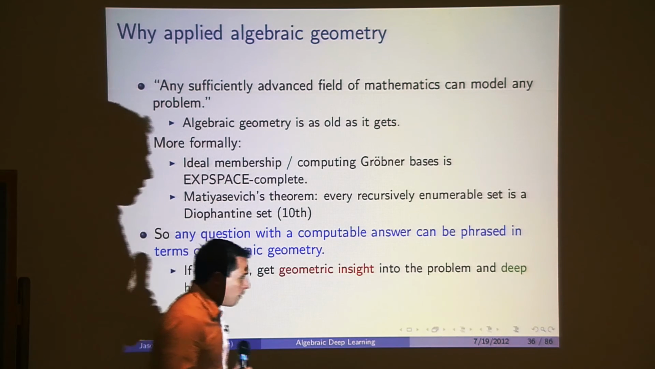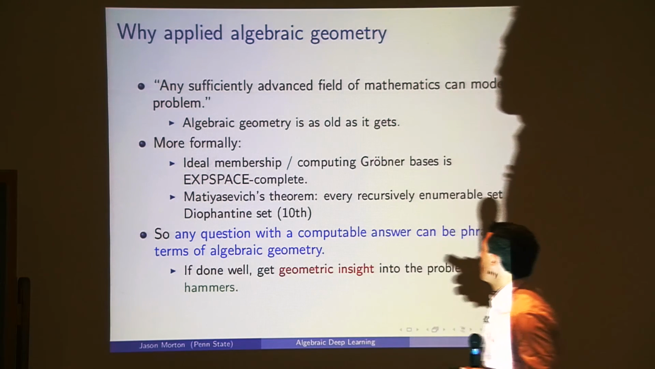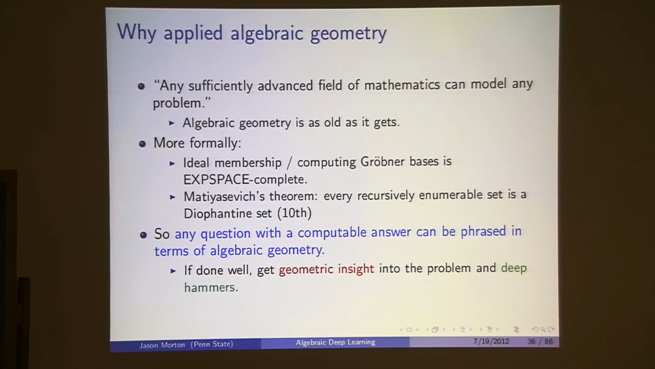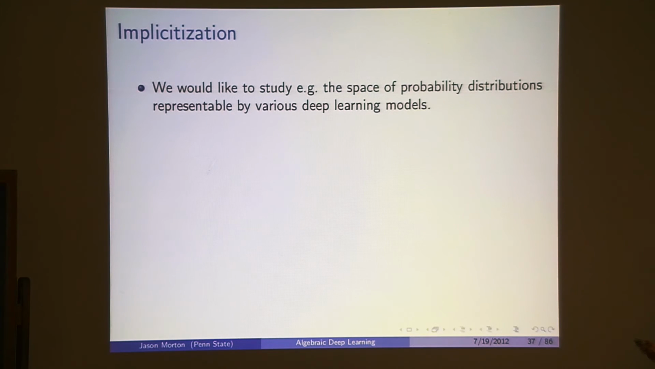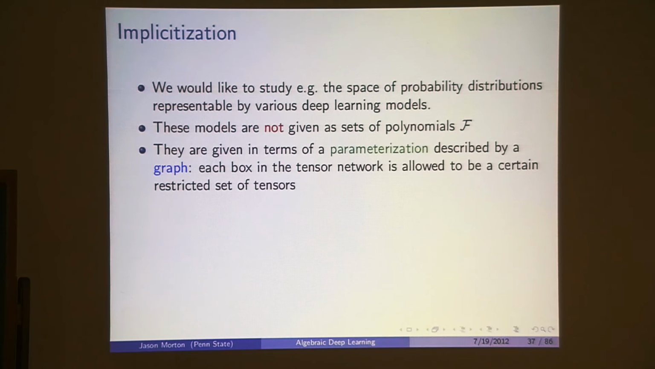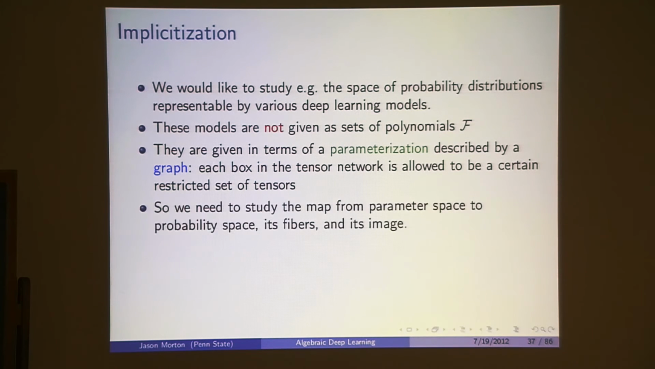Okay, so let's get a little bit more into the kind of trick we need to do to understand the space of probability distributions in a deep model or another probabilistic model. And this is something called implicitization. We'd like to study this space of probability distributions, but we're not handed this model as a set of polynomials. We get a graph and a set of parameters. We get a parameterization map. So we get not the thing, but a map to the thing. And that's described by a graph. Each box in this tensor network that we've seen is allowed to take on a certain restricted set of values.